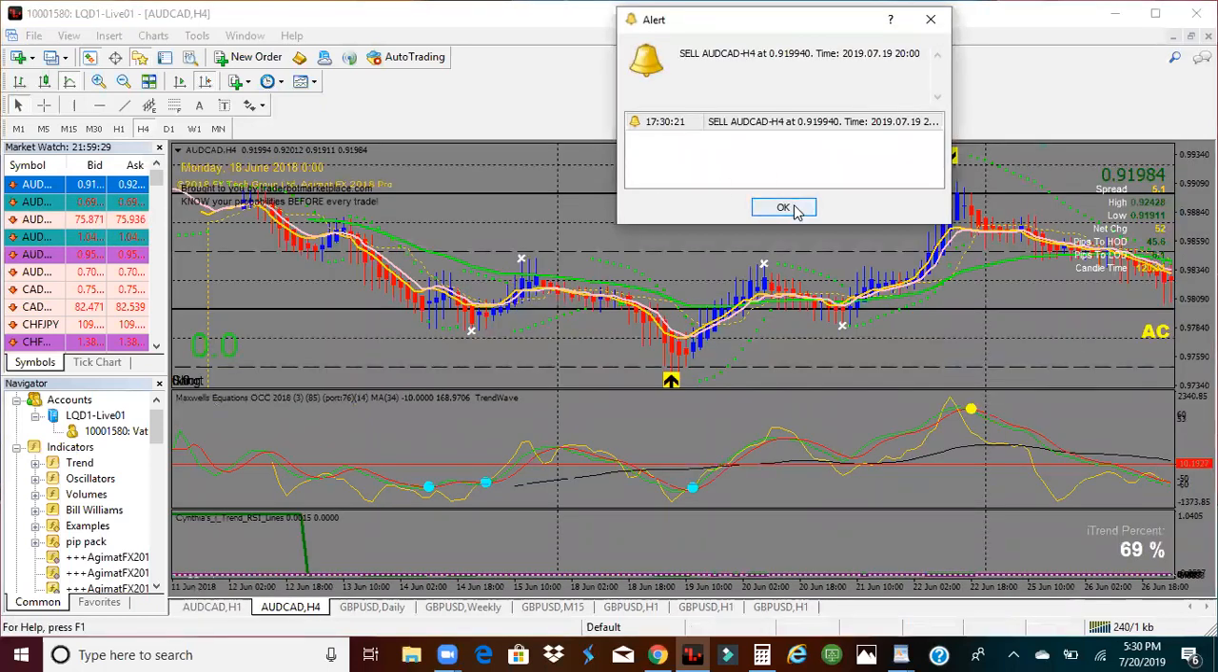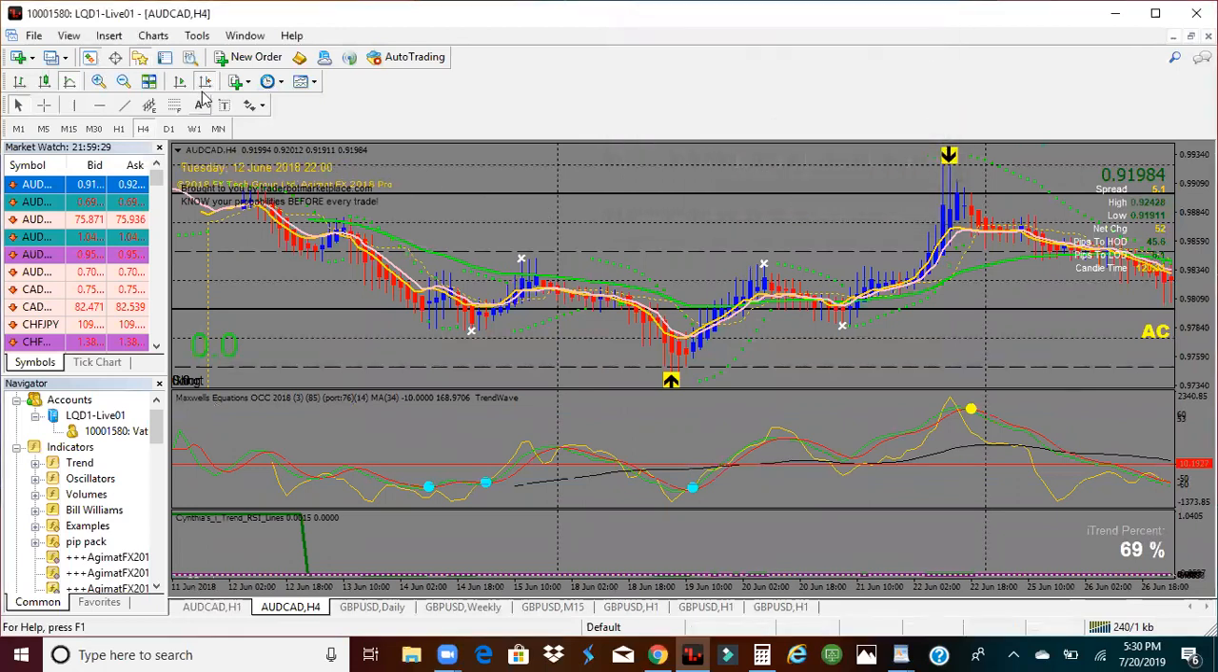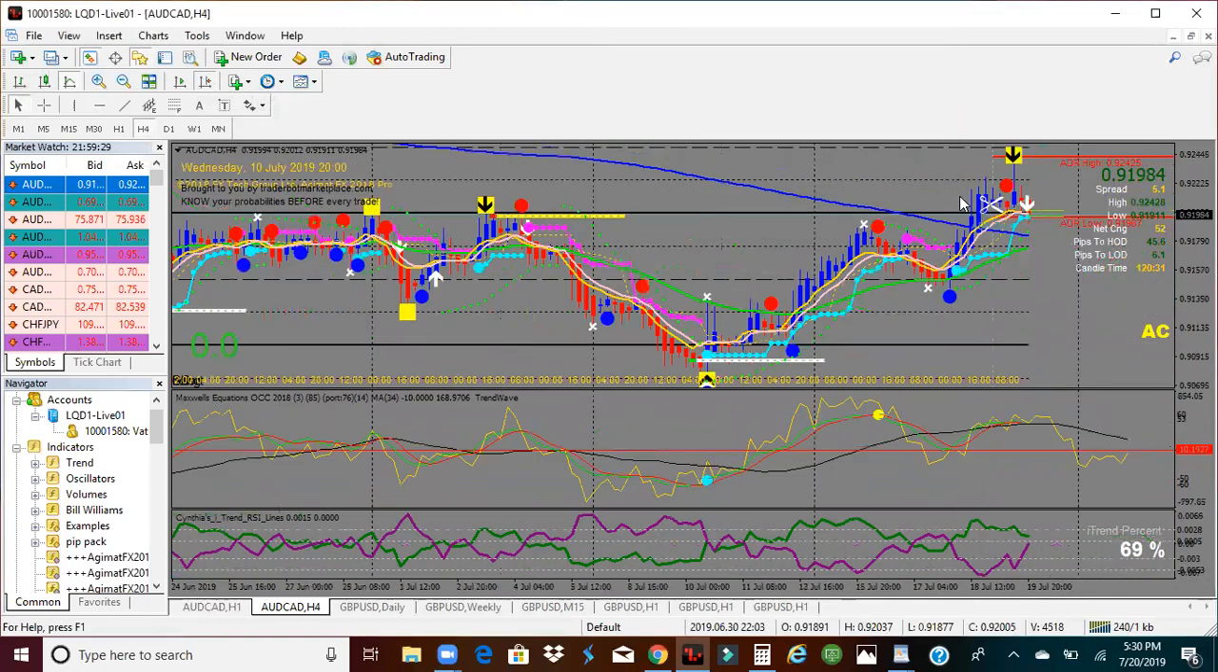Oops, it's telling me to sell AUDCAD, but I can't sell it because the market is closed. So that confirms it as well. Okay, so I see on the 4-hour here for AUDCAD, it is a sell. And let's go ahead and see how many pips you can get out of this.